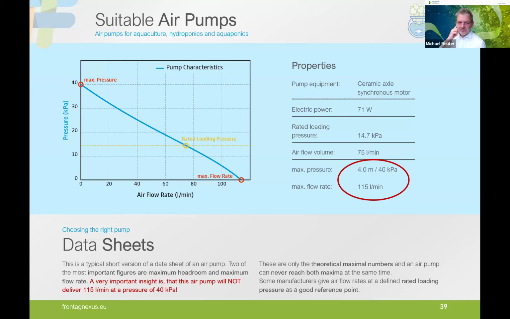And here again, we have something like a characteristic curve for every air pump that we could look up, and also the same properties. Here it's the same as for water pumps. We never will reach maximum pressure and maximum flow rate at the same time. We will be somewhere here on the blue graph of the pump characteristics. And if we add up all the pressures that our pump has to overcome, then we will find out how much air the pump will deliver at this pressure.